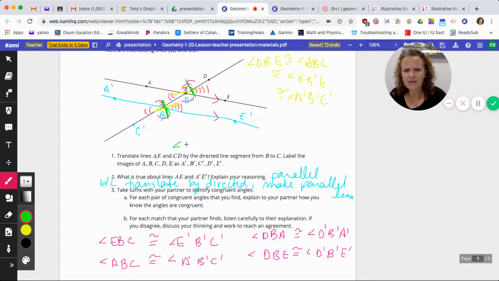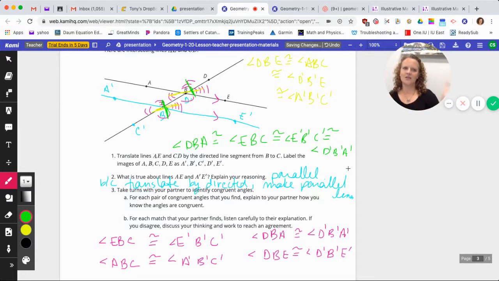So that would be angle DBA and angle EBC and angle E prime, B prime, C prime, forgot the angle symbol, and angle D prime, B prime, A prime. Okay, lots of congruent angles. That was a mouthful. Okay, but they're so important, really important.